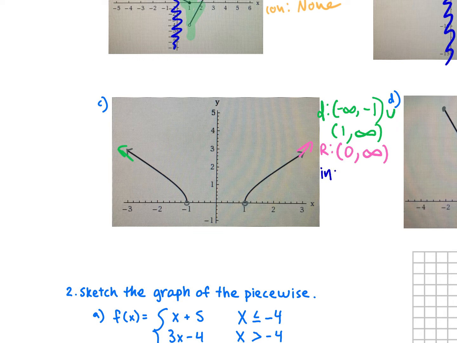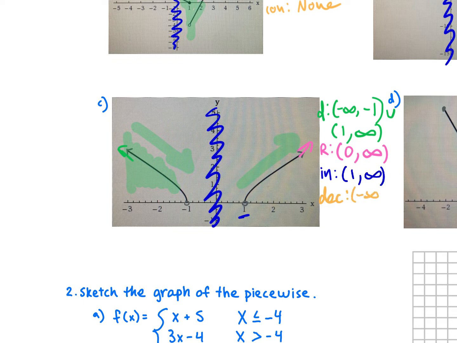And then next we have increasing. So we move from left to right. If I start at the left here and go to the right, this is going down, but the right arrow is going up. So we are increasing from 1 to infinity. Because we ignore the y values, we only look at the x values. So we are increasing from 1 to infinity. And then we would be decreasing from negative infinity to negative 1. And then we are not constant anywhere.